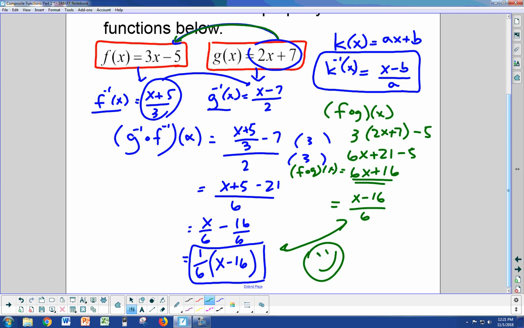Okay, so that's how you would do this with a couple of linear functions. It's a lot of work, but because linear functions have such a quick inverse, we can kind of calculate that in our head, which helps us in the process.